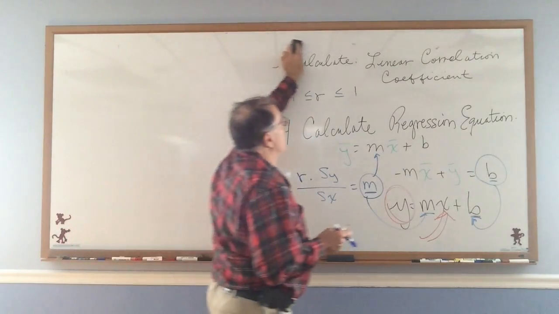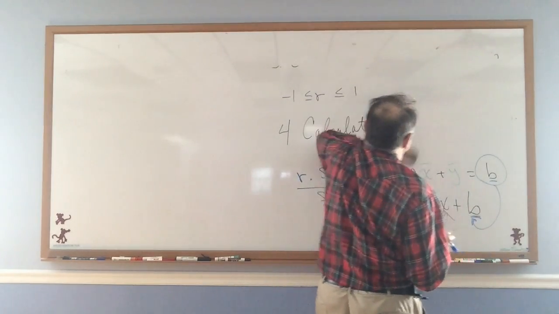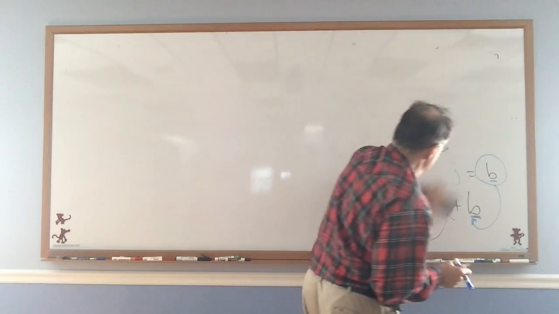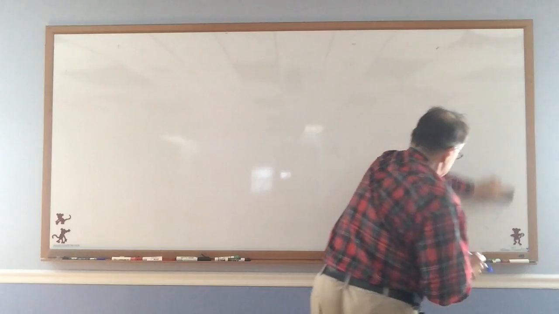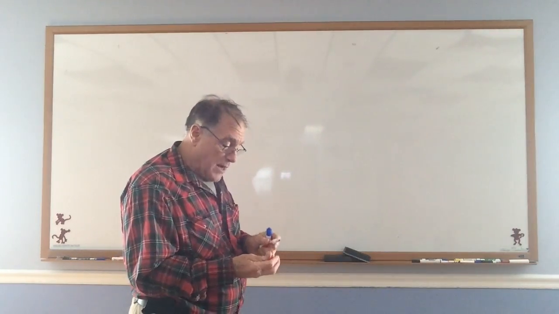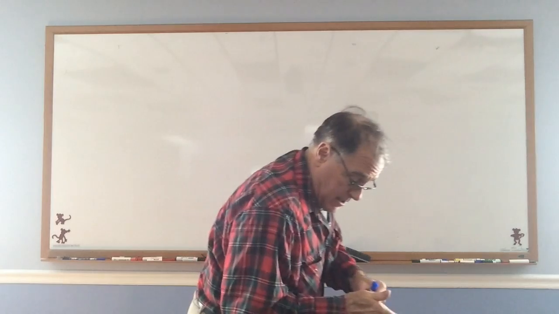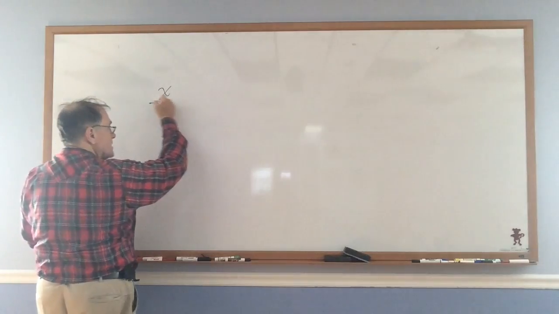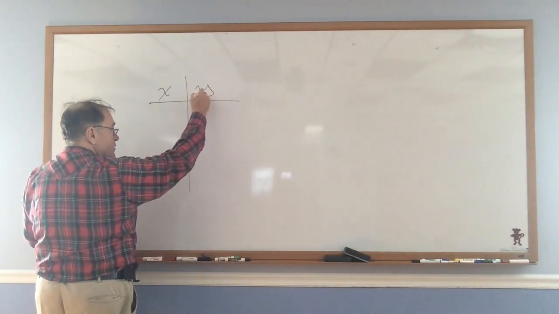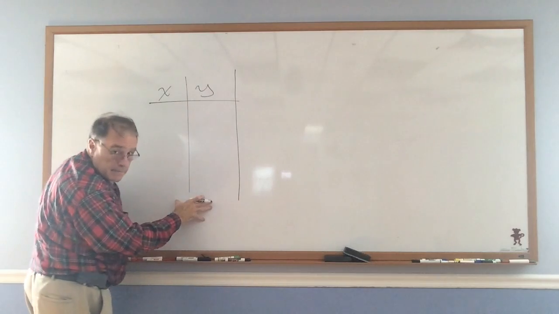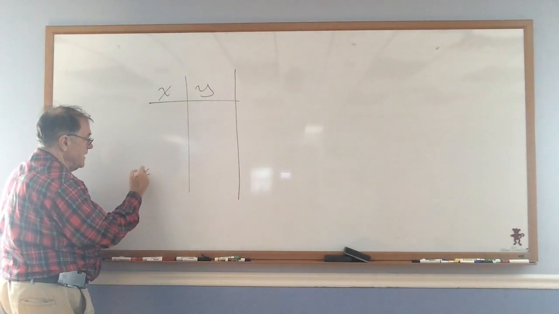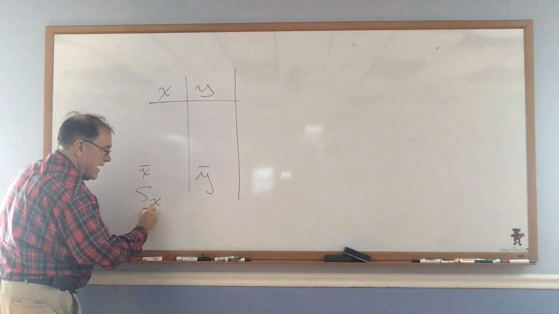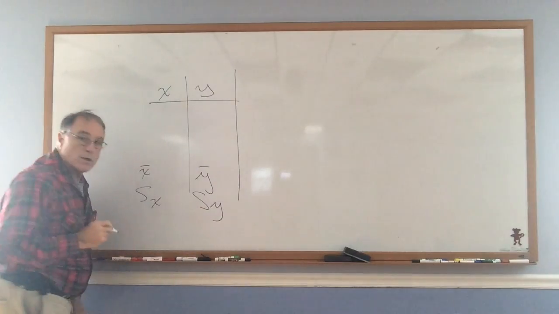Alrighty, let me show you how we would find r if it were not given to us on a calculator and I needed to process it by hand. So I've got my data, X and Y. I've got those data points. And I would want to find the mean of X and the mean of Y and the standard deviation of X and the standard deviation of Y.